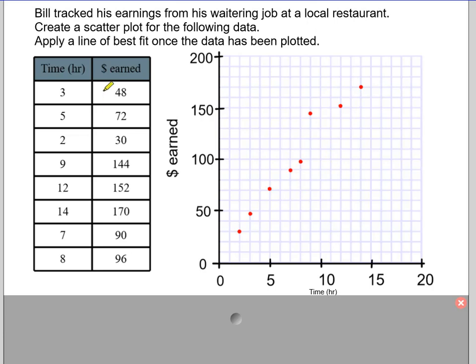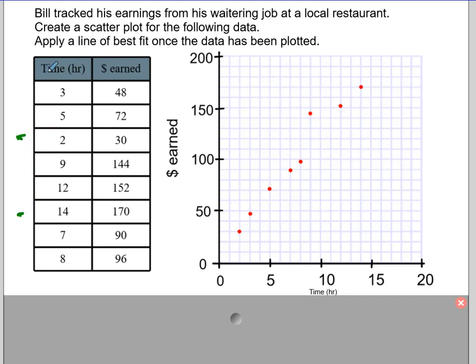Now, I've already done the setup here. I've counted my squares. I know I have 20 by 20 graph paper here. I've looked at my range. If I look at these numbers here, my smallest value is a 2. My biggest value is a 14.